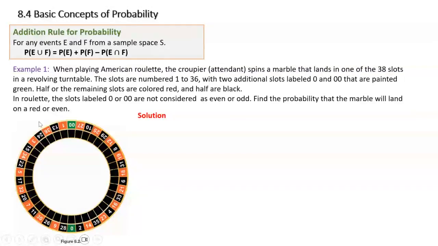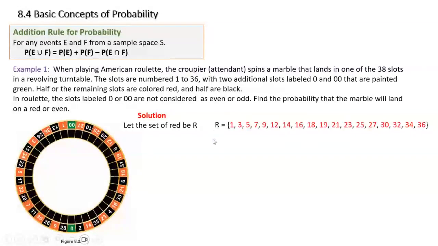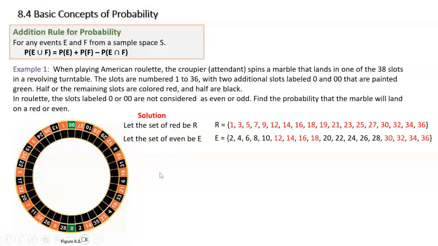Solution. Hey guys, I already put in all the red numbers. I already went over the whole roulette circle, and I got all the red numbers. These are the red numbers. Okay, so we're going to let the set of red be R. So R stands for red. Now it says here land on a red or even. Now these are the even numbers from the roulette table. So all these are even.